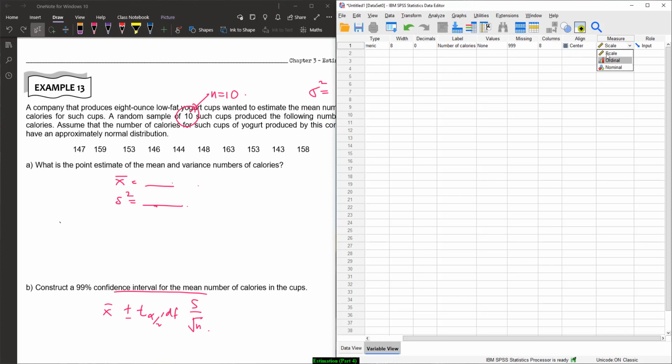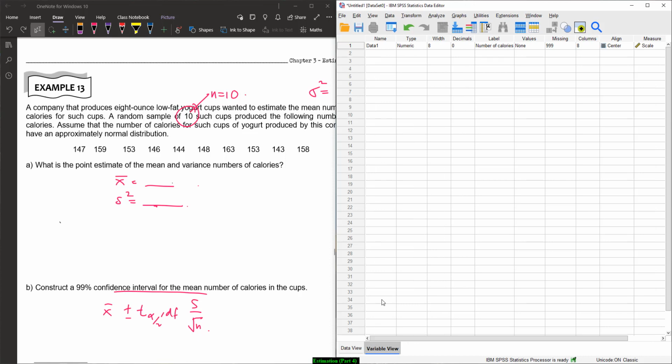So we need to identify whether it is a quantitative or qualitative variable. If qualitative variable, we need to understand whether this is nominal or ordinal. Kalau dia quantitative, we don't need to differentiate between interval and ratio. We just put scale. So the input, dia ada banyak sikit dekat input dia: target, both, none, partition and split. So we just put input sajalah sebab kita only have one variable, right?